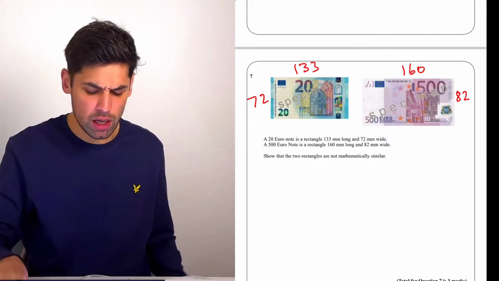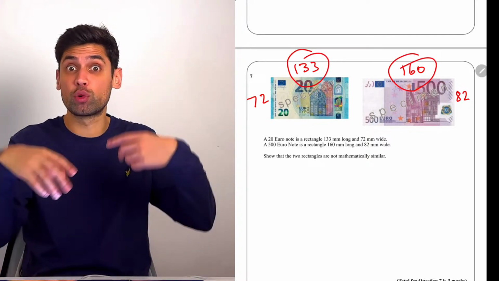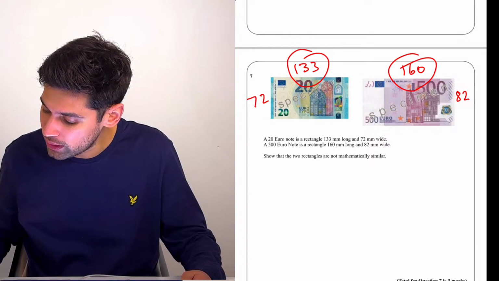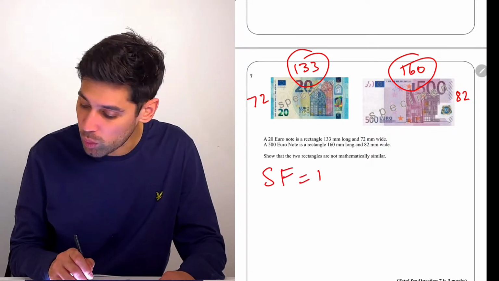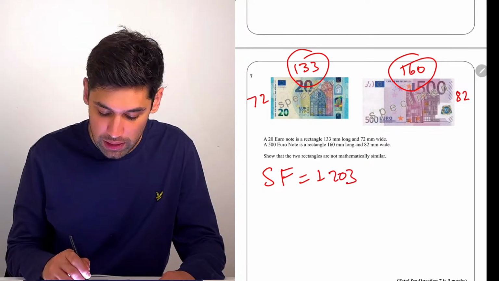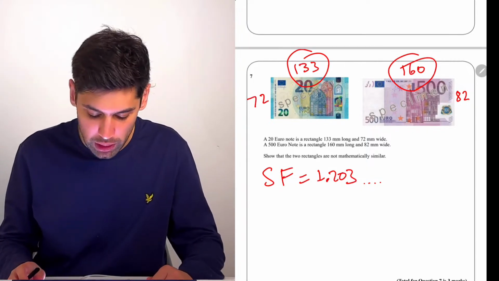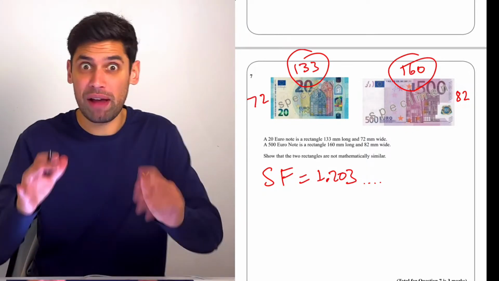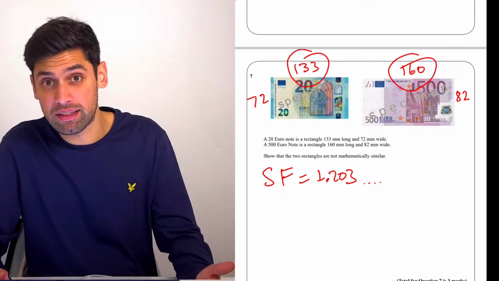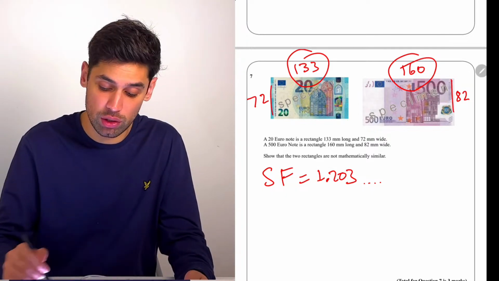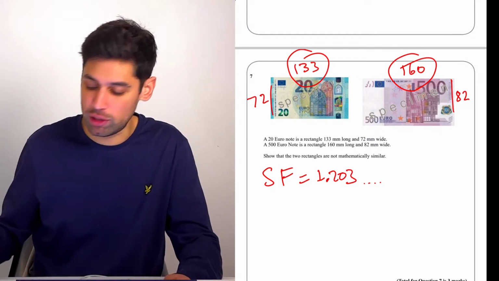So let's find a scale factor of 133 to 160, because those two, after all, are the equivalent lengths. So 160 divided by 133 gives us a pretty horrible decimal. So apparently scale factor at the moment is 1.203, and it goes on for a long, long time. And the fact that it's not a nice number should give us some warning signals. But at the end of the day, if that scale factor works for these two lengths, then it works and they're similar shapes. So let's work out the scale factor of 72 and 82.